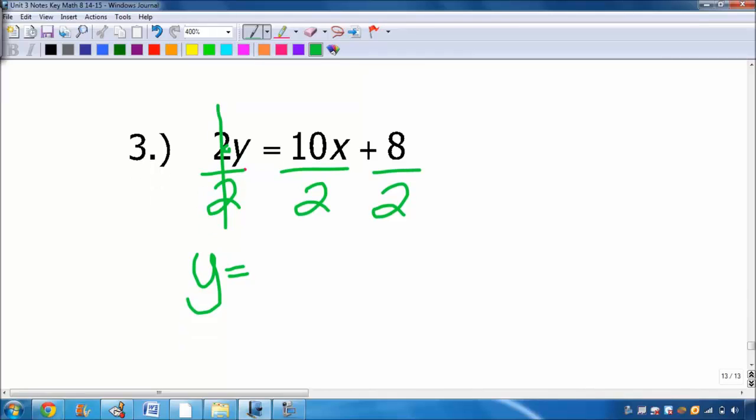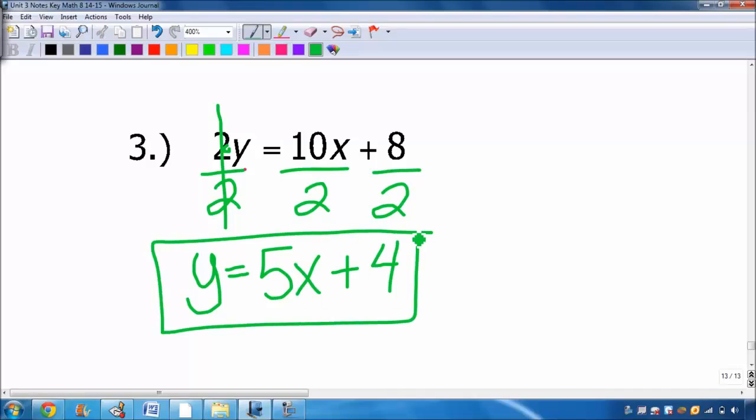Just like when we were doing scientific notation, it didn't matter if the exponents were the same or not. The only time it matters is when you're adding or subtracting. Same thing with variables. So 10x divided by 2 is 5x. 8 divided by 2 is 4. So your answer is y equals 5x plus 4.